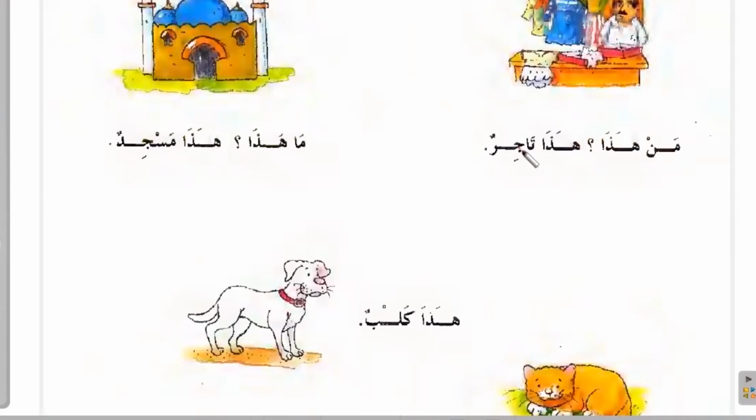The business will delude them. They will forget about the remembrance of Allah. So that's what Allah is talking about.